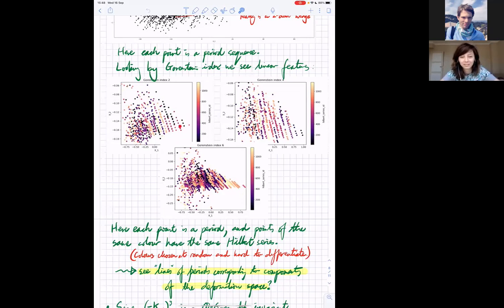But along here, all of these period sequences have the same Hilbert series. They're the same color. And here's another bunch of period sequences with the same Hilbert series, and another, and another. You can see for yourself, they're all lying in lines. What you can imagine you're seeing here is that each of these points corresponds to components of the QG deformation space, and this line corresponds to the entire QG deformation space.